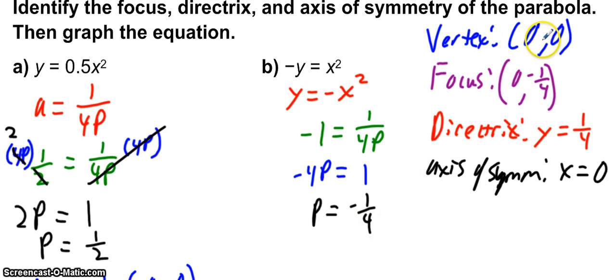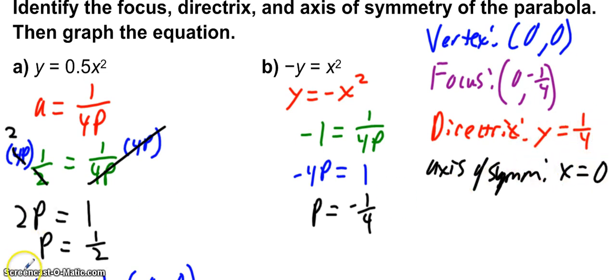My vertex is at (0, 0). So my focus then, since this was negative, had to be below, so it's going to be at (0, -1/4). The directrix is going to be then above at y equals 1/4, and my axis of symmetry is x equals 0.